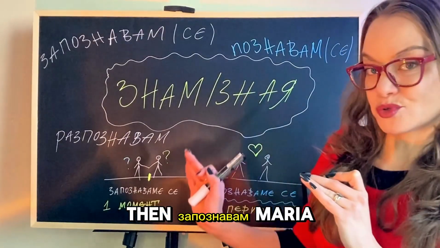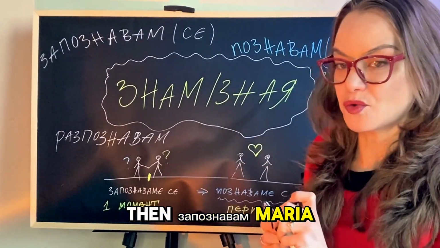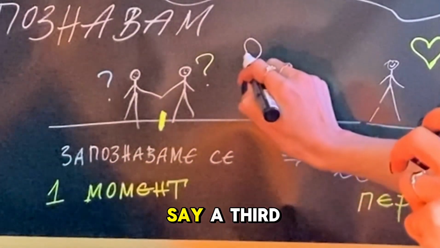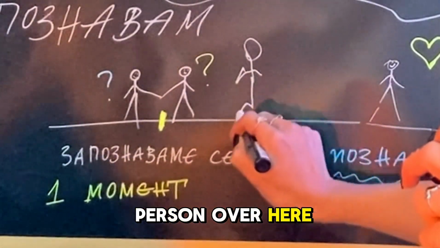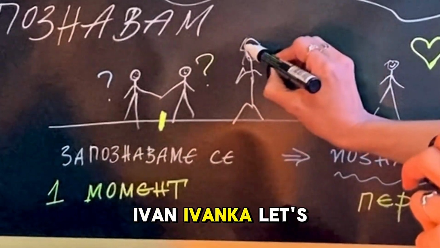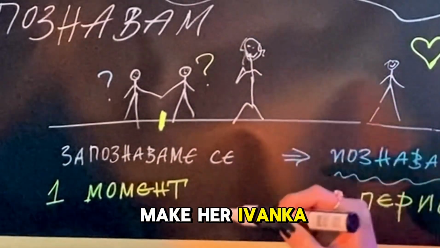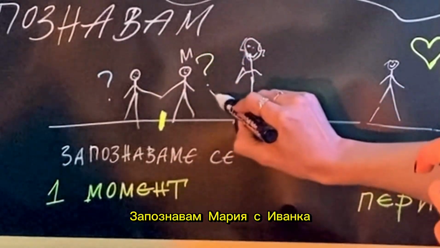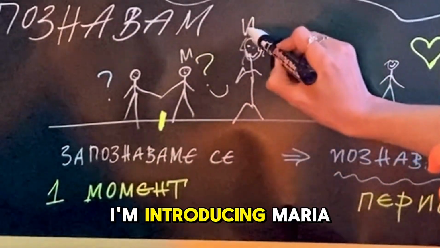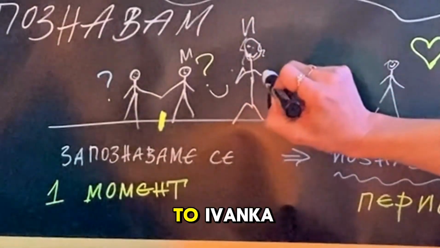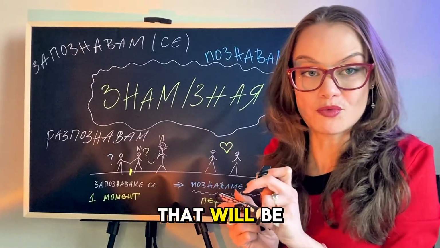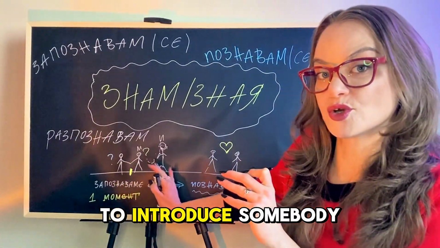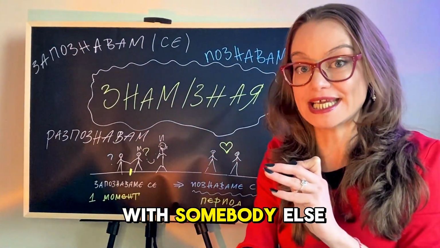Then Запознавам Maria with somebody else. For example, let's say a third person over here. Ivanka. Let's make her Ivanka. Запознавам Maria с Ivanka. I'm introducing Maria to Ivanka. That will be without се. Запознавам to introduce somebody with somebody else.